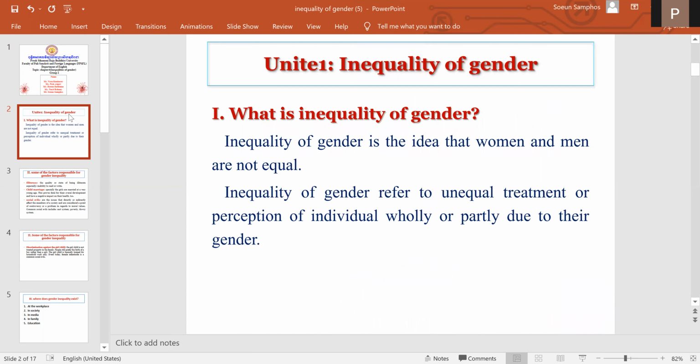Unit 1, Inequality of Gender. What is inequality of gender? Inequality of gender is the idea that women and men are not equal. Or inequality of gender refers to the unequal treatment or perception of individuals wholly or partly due to their gender.